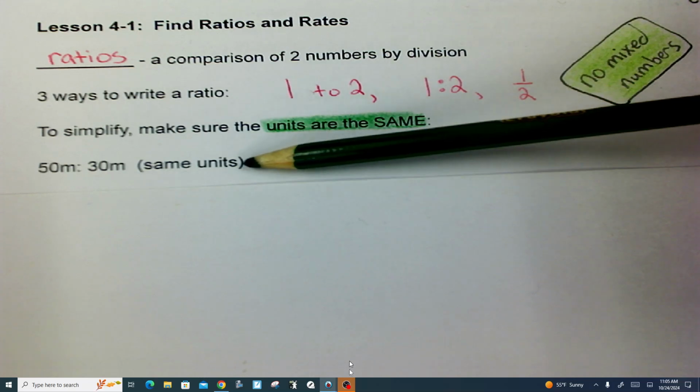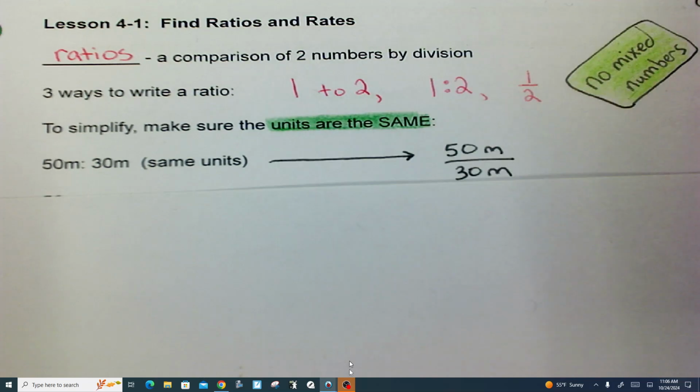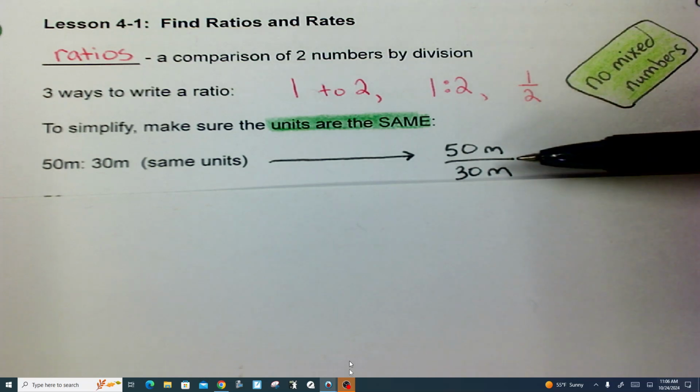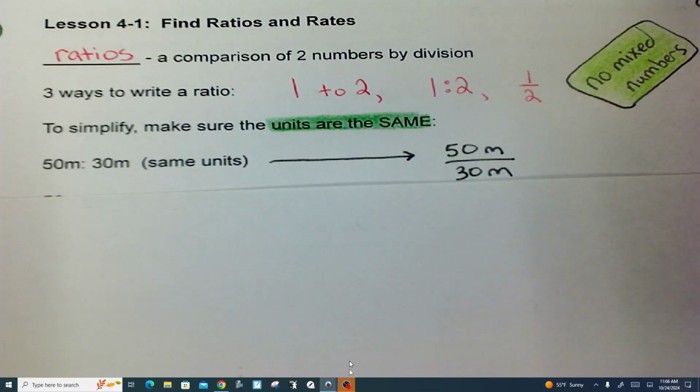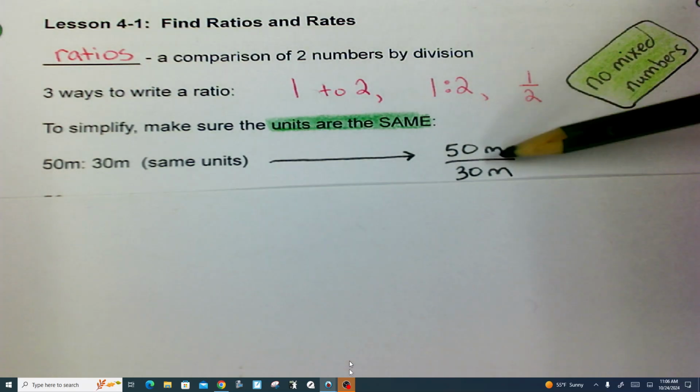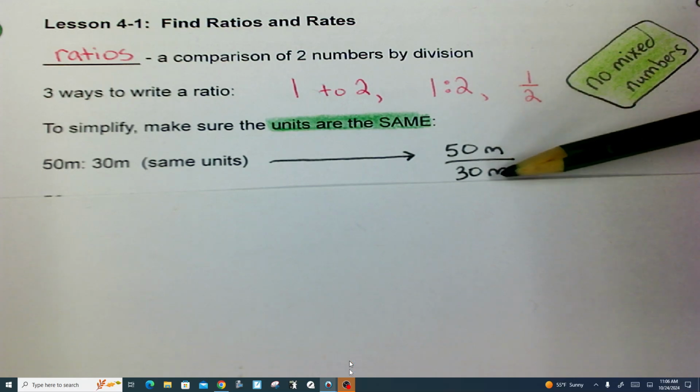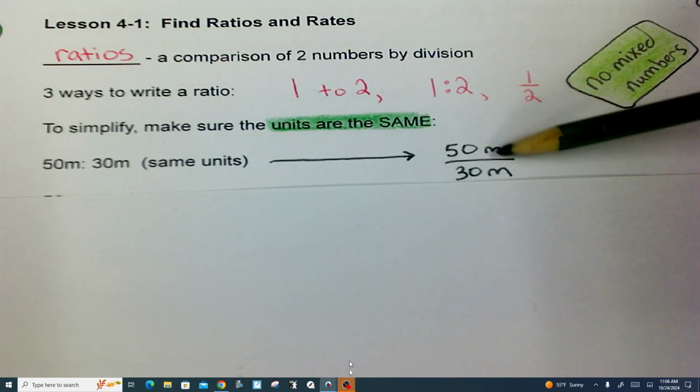So here's an example where the units are the same. And I would like us to write it as a fraction. Go ahead and put the first number on top of your fraction right there. Put the second on the bottom and include the units. To show that the units are the same, we're going to take our colored pencil and color in both of these m's, the meters, the same color to show they're the same.